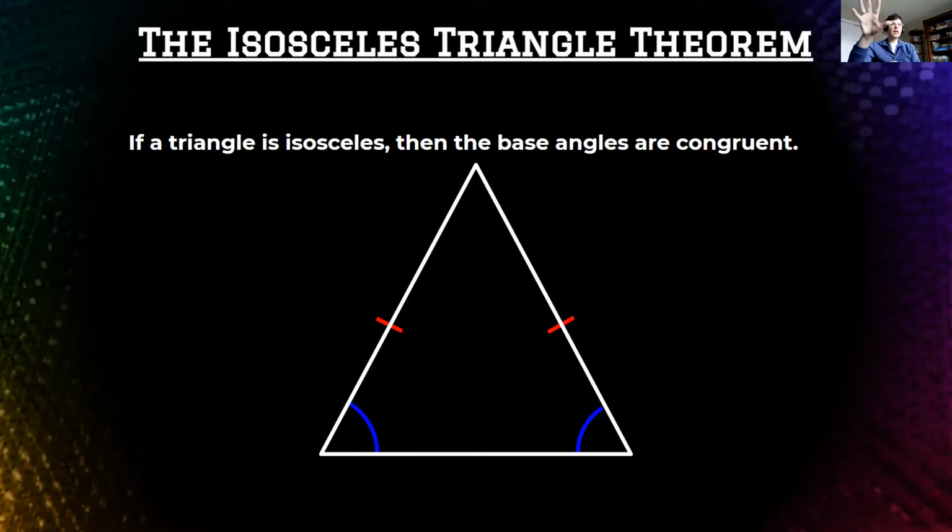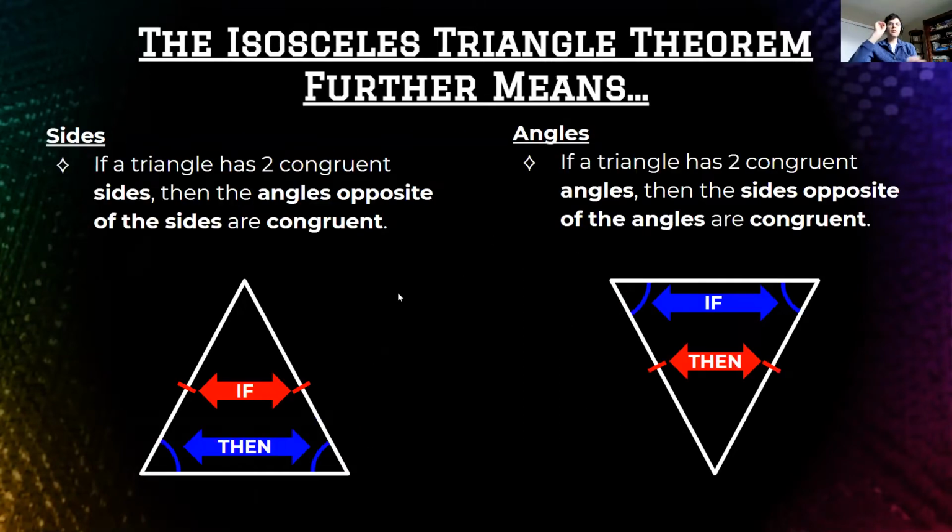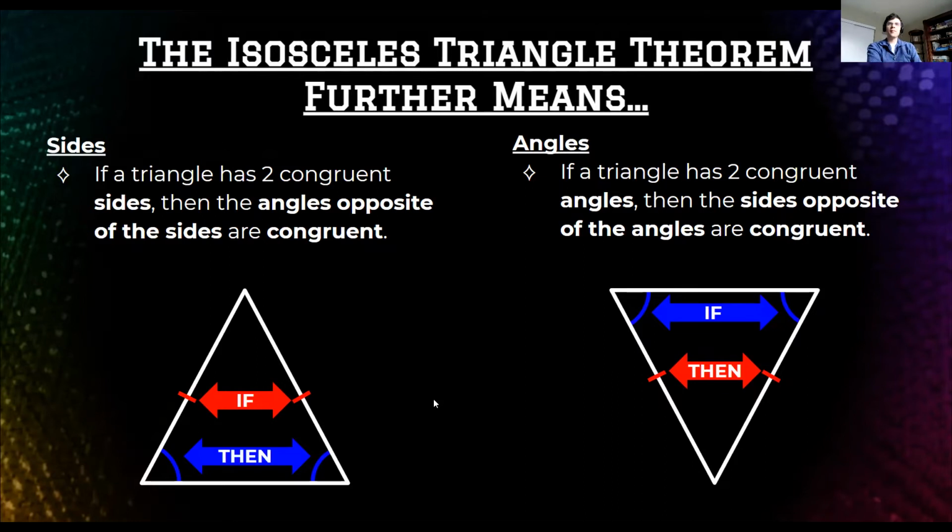So we can actually rewrite this into a much more useful form for geometry. Specifically, we have two forms for this one. We know that if a triangle has two congruent sides, then the angles opposite of those sides are congruent, and we just proved that. But we also know that if a triangle has two congruent angles, then the sides opposite of the angles are congruent. We didn't prove that one, but I invite you to try it.